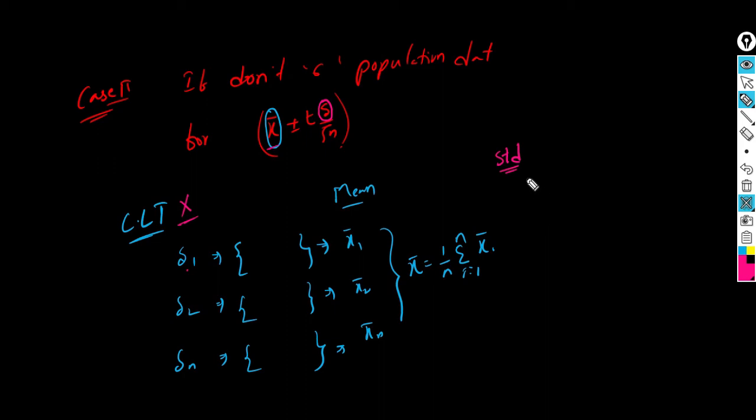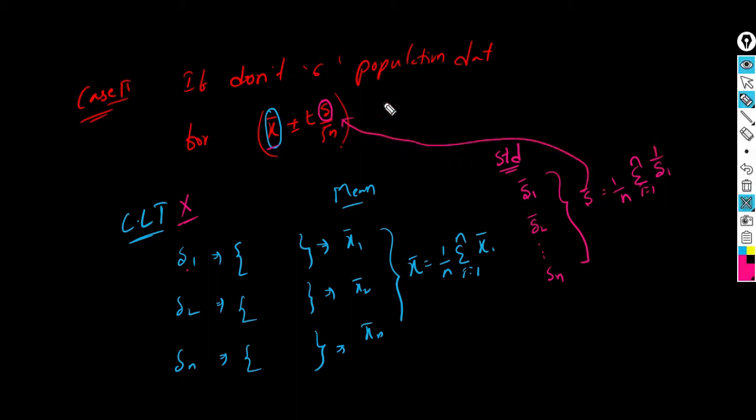Now let us see the standard deviation. Similarly, we will find the standard deviation for subset 1, S1 bar, S2 bar, Sn bar. Here we will take the mean of these standard deviations. We will get S bar, which is 1 by n, sigma i equal to 1 to n, Si bar. This is the value that we will get.